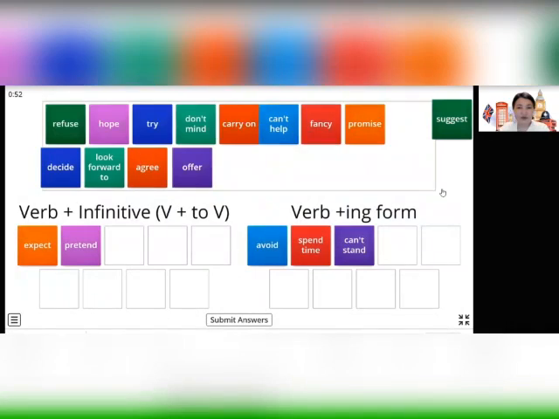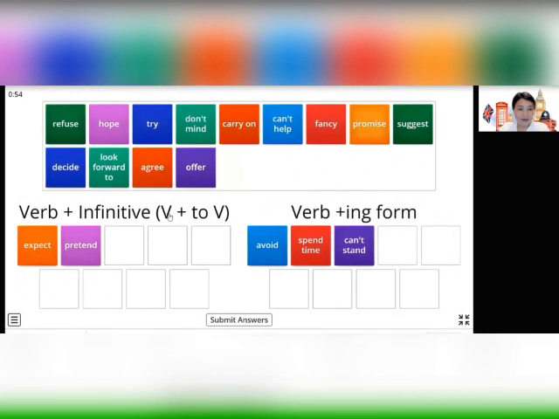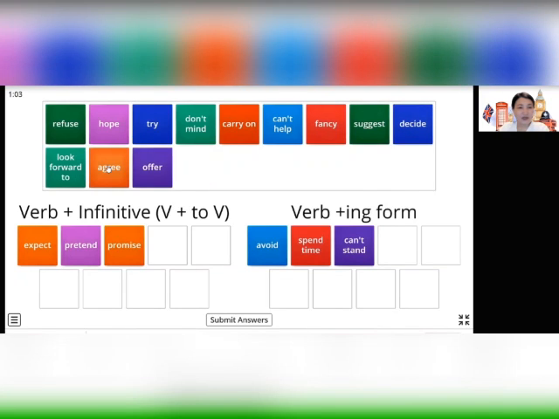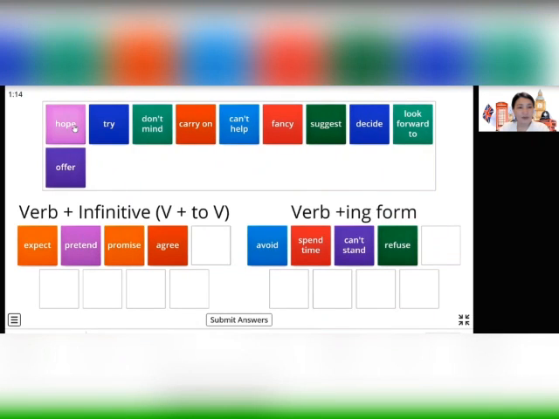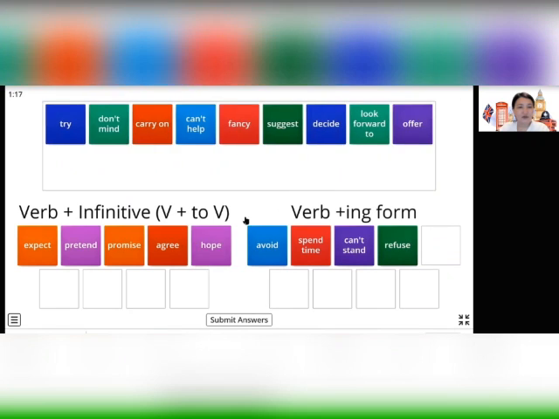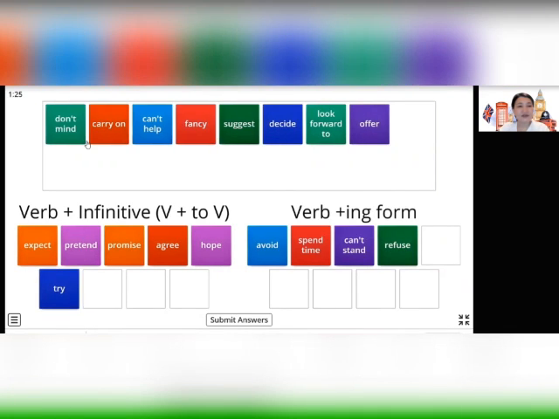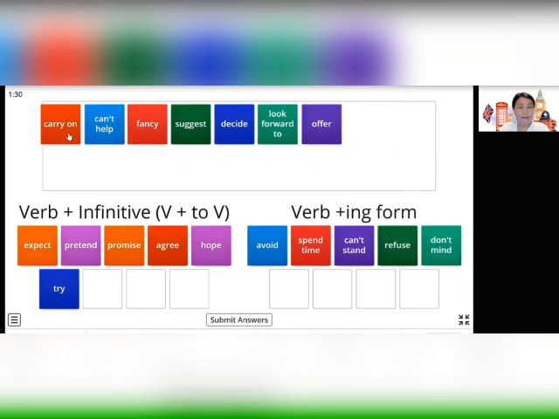Okay, let's go to verb with -ing form. Promise, verb plus infinitive. Agree, also before infinitive. Refuse, with -ing form. Hope, of course, verb plus infinitive. Try, also verb plus infinitive. Don't mind, with -ing form.